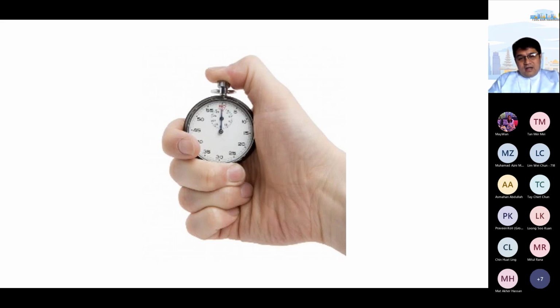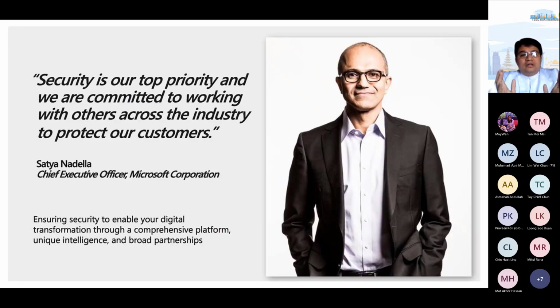And finally, our Microsoft CEO said that security is our top priority, and we are committed to working with others across the industry to protect our customers. This is very important. For Microsoft, the top priority is security. You must learn your organization's security and compliance. It is very important and very useful.